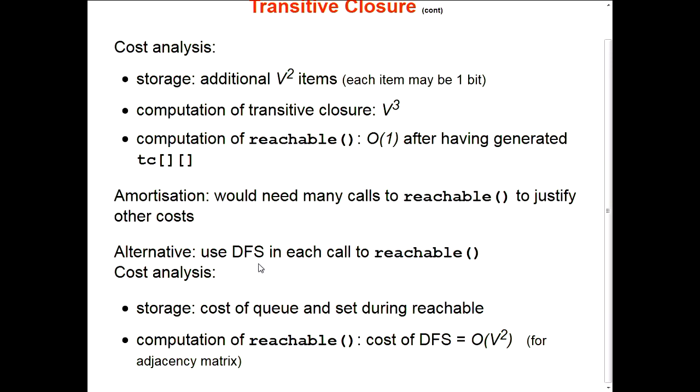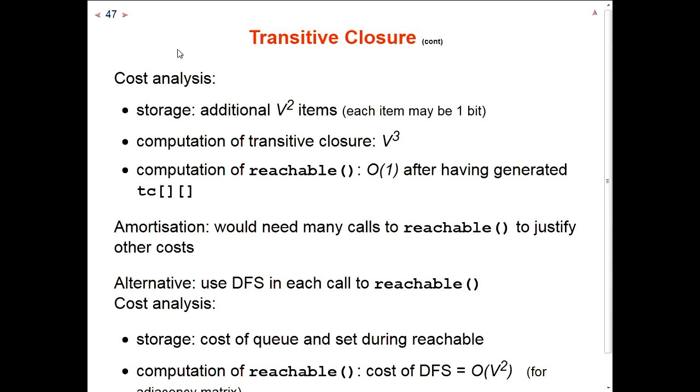The alternative would be that you use depth first search every time you call reachable. The storage would be the cost of, if we use depth first search, I should have said stack instead of queue. You could also use breadth first search with a queue. And the computation cost would be the cost of depth first search, which we have seen would be V square if we use an adjacency matrix. And of course, we know it's V plus E if we use an adjacency list.